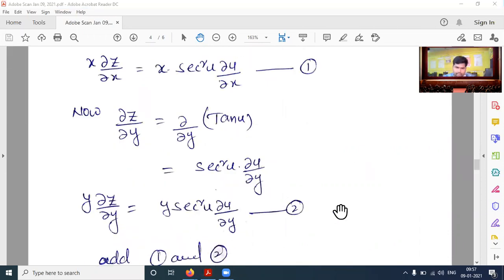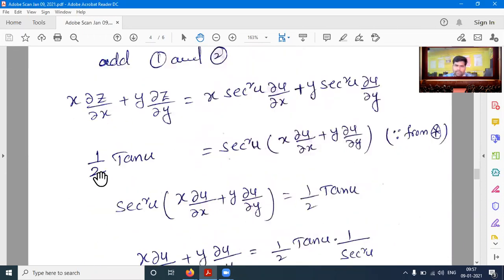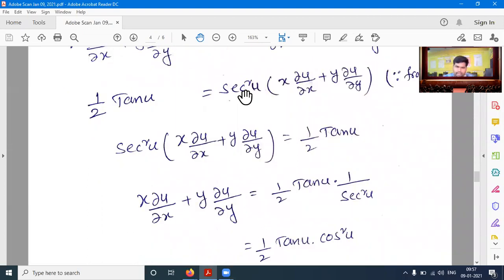So then 1/2 tan u is equal to sec²u into x·∂u/∂x plus y·∂u/∂y, from star. In this, sec²u is common, so we are writing this one on the left side and this one on the right. So sec²u into x·∂u/∂x plus y·∂u/∂y is equal to 1/2 tan u.